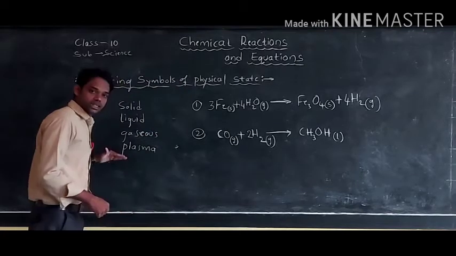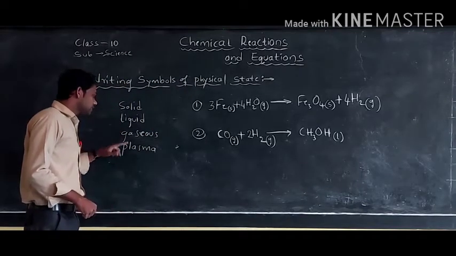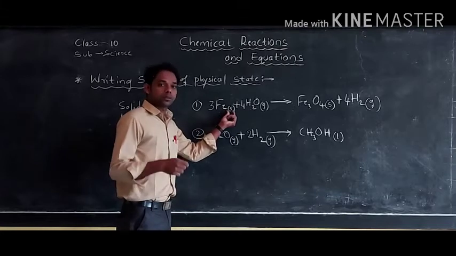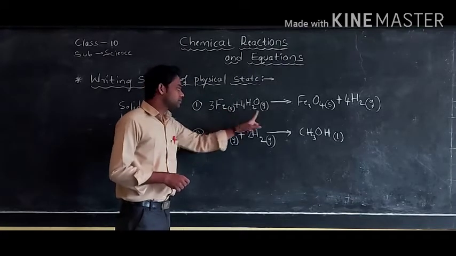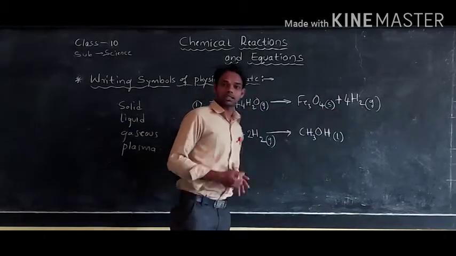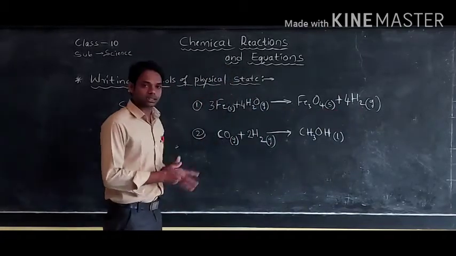There are 4 physical states: solid, liquid, gaseous and plasma. According to the state, I will mention the symbols. S means solid, G means gaseous, L means liquid. Understood? How to write the physical state?